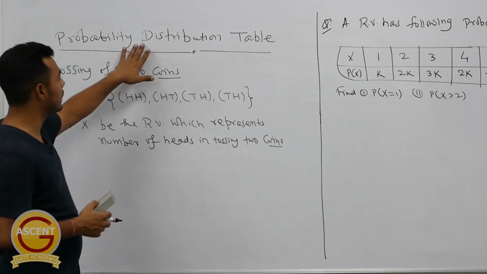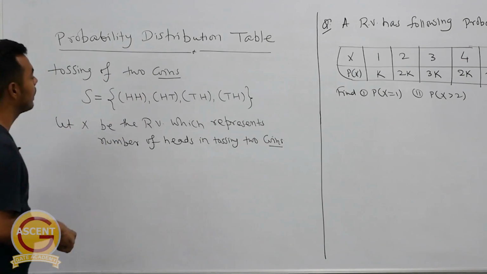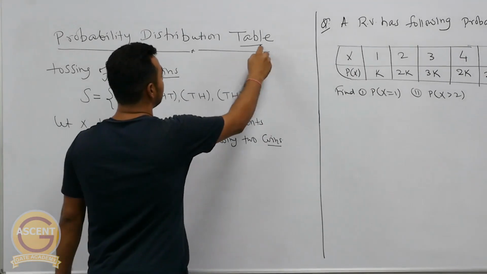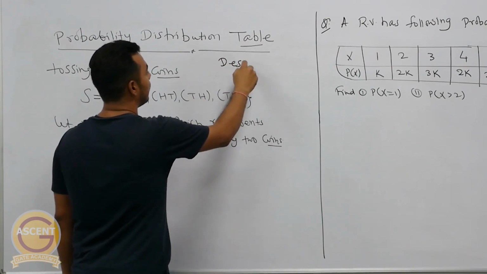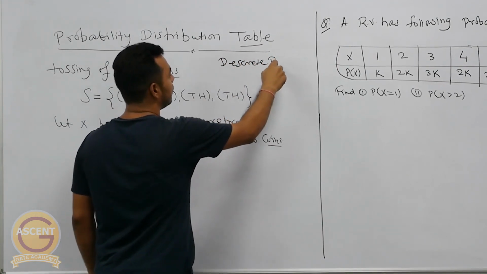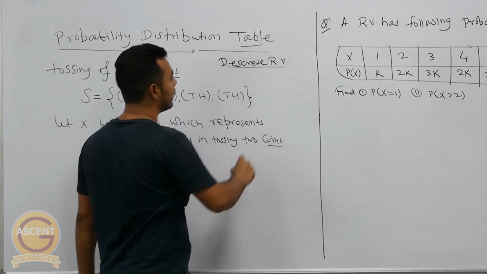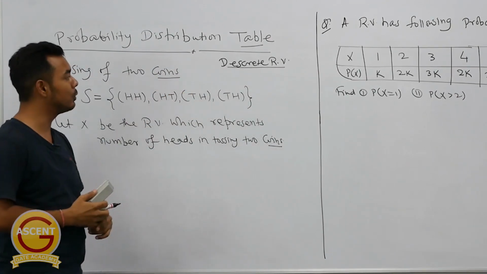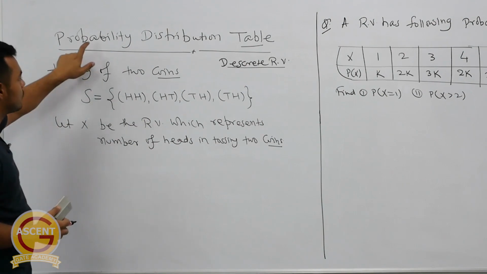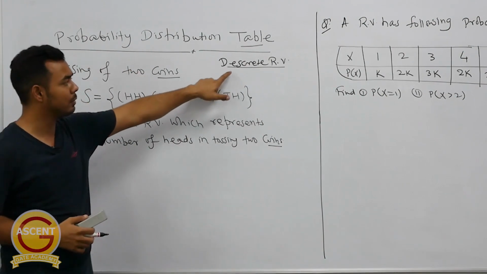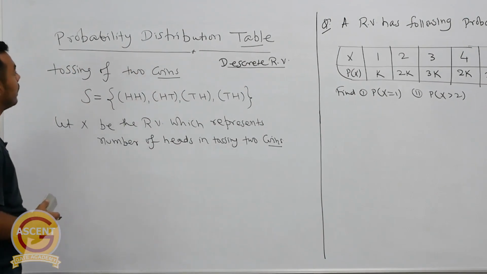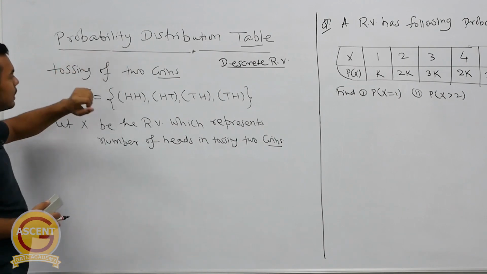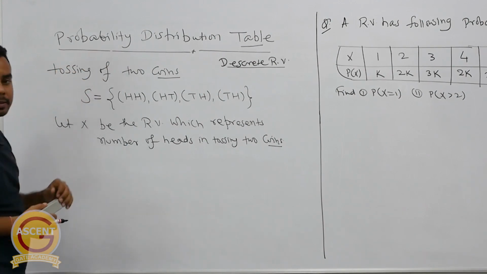So our next topic is the probability distribution table. First, this probability distribution table is made for a discrete random variable. We have seen in our earlier discussion that there are two types of random variable. One is the discrete random variable, another is the continuous random variable. So this probability distribution table is defined for a discrete random variable. Now let me explain the idea of this probability distribution table with the help of one basic example.